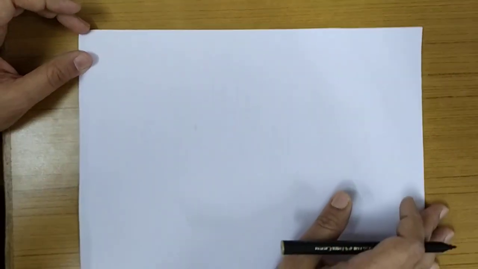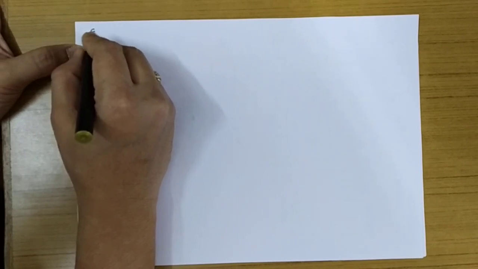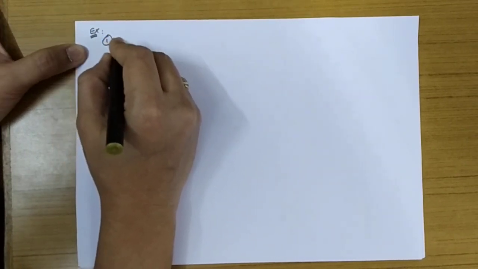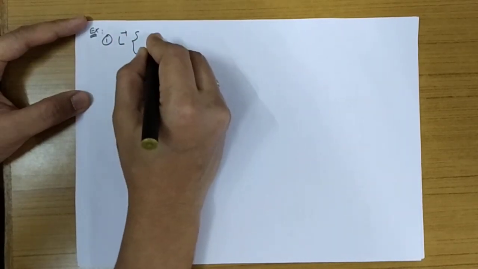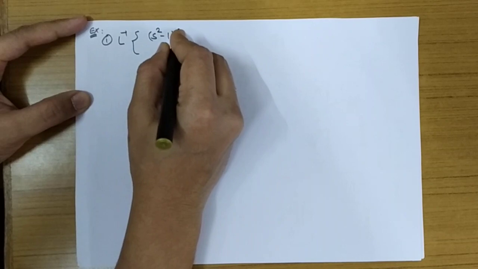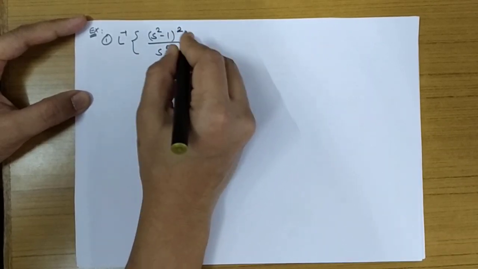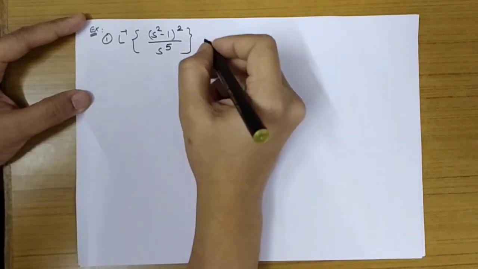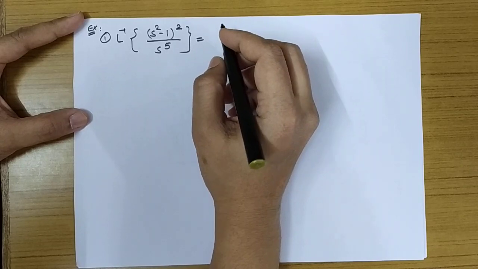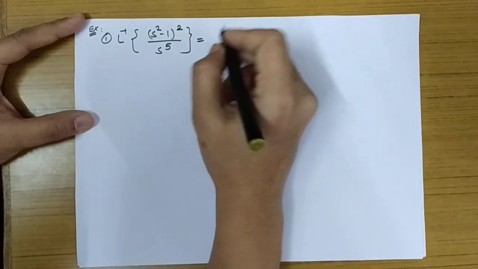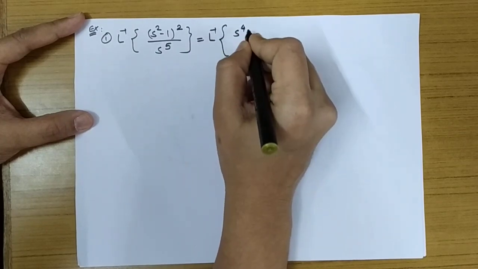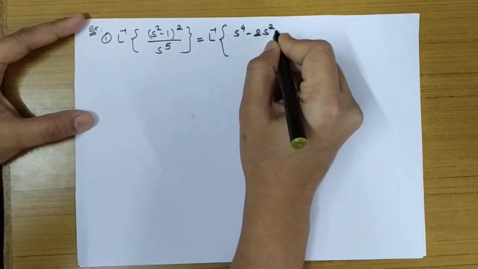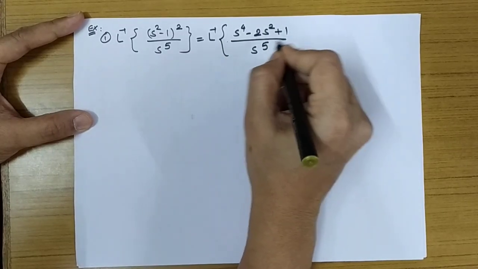Now we will go for some advanced examples of Laplace transform, sorry, inverse Laplace transform. Now think about this question. L inverse of s square minus 1 whole square divided by s raised to 5. We don't have a direct formula to find the inverse Laplace of this function, right? First we will simplify it. What is the square of s square minus 1? s raised to 4 minus 2s square plus 1, divided by s raised to 5.